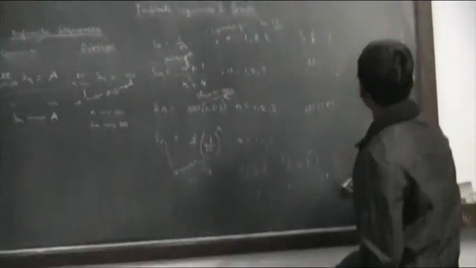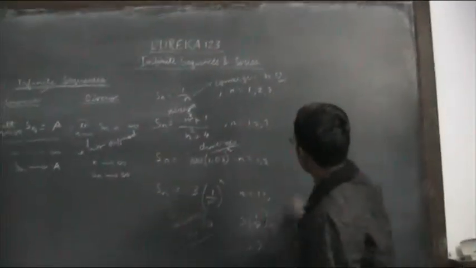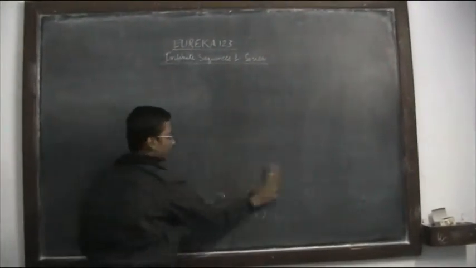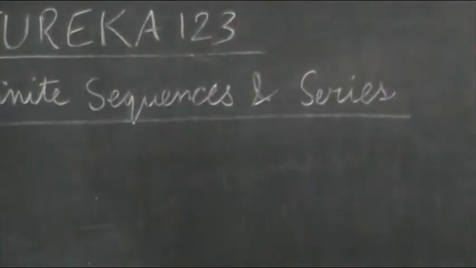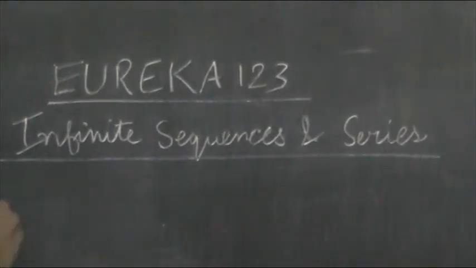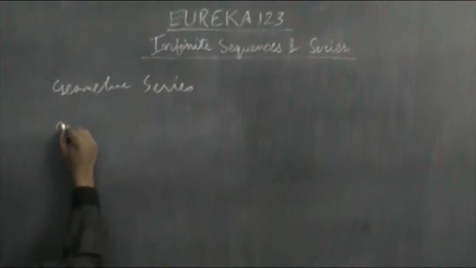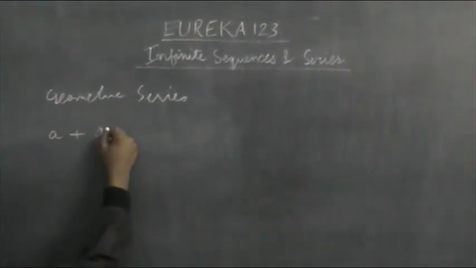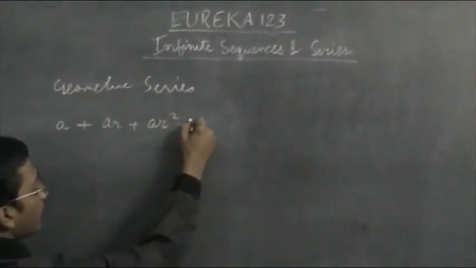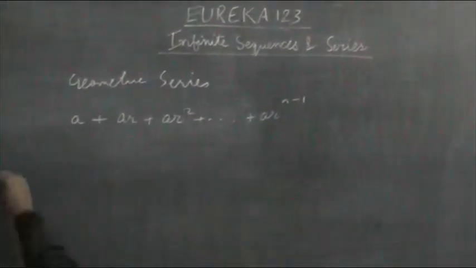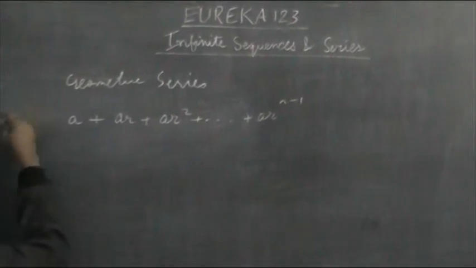Now we move on to series. Series is basically the sum of all the terms in the sequence. So let's take geometric series first. If we take a geometric series, a, ar, ar square, up to ar to the power n minus 1, n terms of the geometric series. Suppose this is G.